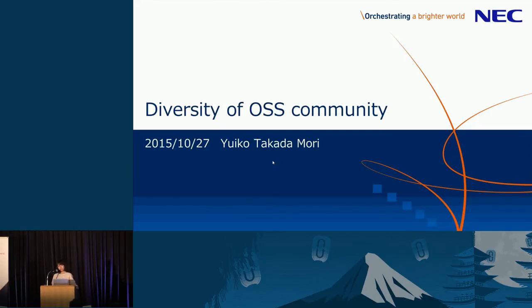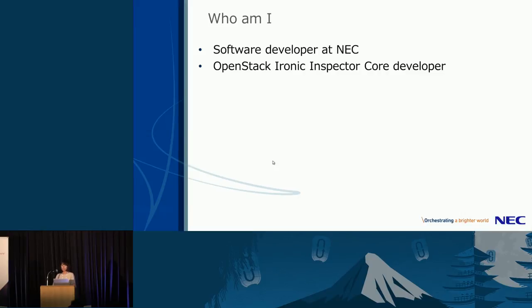Hi, good afternoon, everyone. I'd like to start my presentation. The title is Diversity of OSS Community. At first, I will introduce myself. My name is Yuiko Takada, and I'm a software developer at NEC, and I'm working for OpenStack. And also, I'm contributing to Ironic and the Ironic Inspector project. And I'm a core developer of Ironic Inspector project.